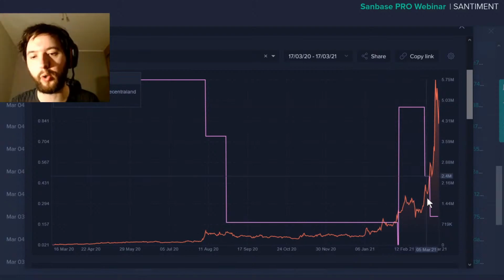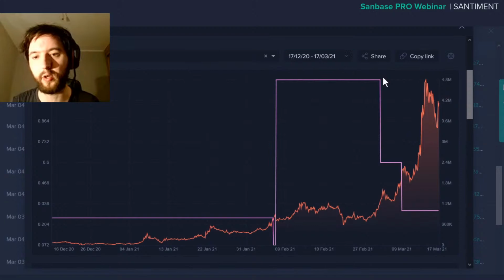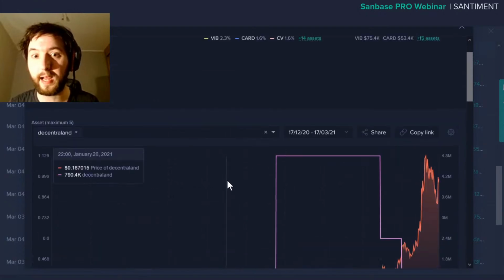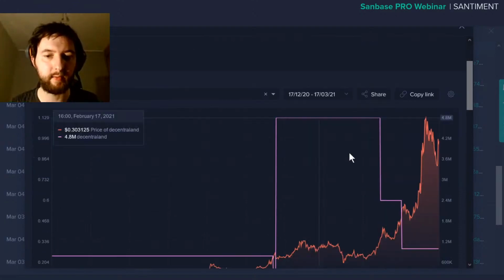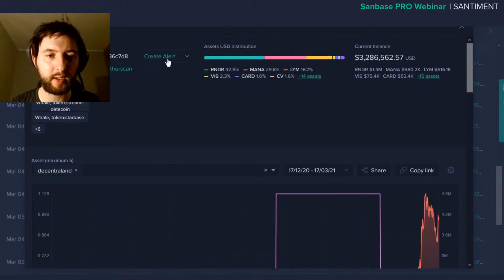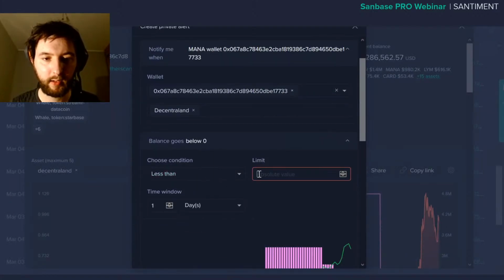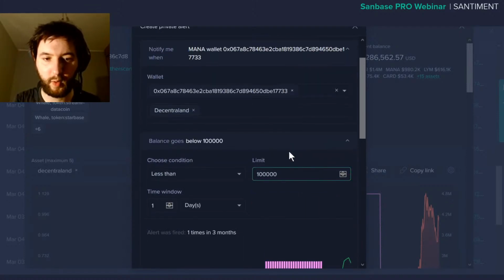So if you want to be notified the next time that this particular address does something, let's say it starts dumping the remaining 1 million Decentraland, because you're in Decentraland and you want to know when is the right time to dump, or if you want to figure out when it's the right time to buy when this address starts to accumulate. Let's take scenario one. This address dumps its remaining 1 million mana. So what you can do is create an alert here, and you say, okay, let me know when the balance of this address falls below 1 million.